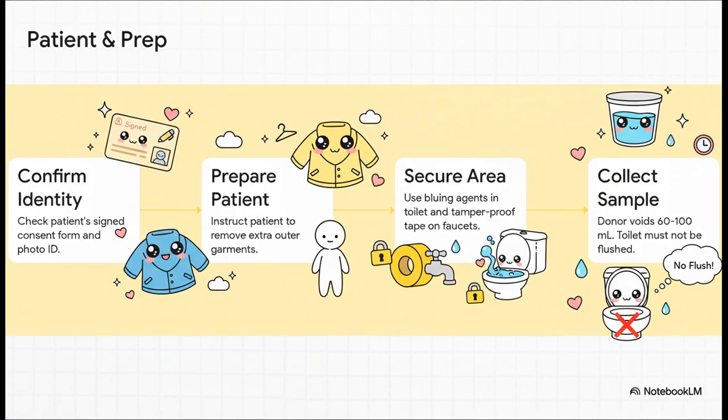Now, as a lab professional, your role starts right here. You're not just a collector. You are the first guardian of that sample's integrity. First, you confirm identity with a photo ID, no exceptions. You then ask the donor to remove any outer clothing, like jackets, to make sure nothing is being hidden. Next, you secure the collection area itself. This means adding a bluing agent to the toilet water and putting tamper-proof tape on the faucets. Why? To make it impossible to dilute the sample with water. And after collection, that toilet is not to be flushed. Every single step is about maintaining absolute control.